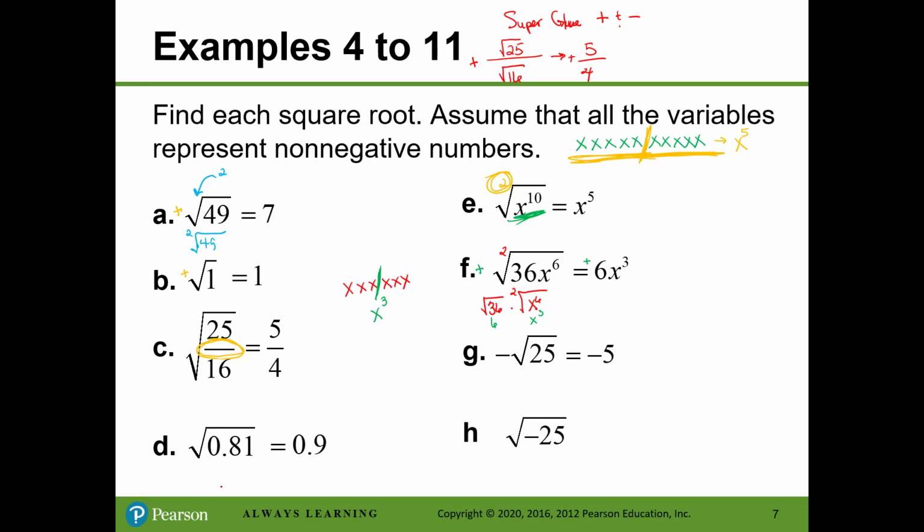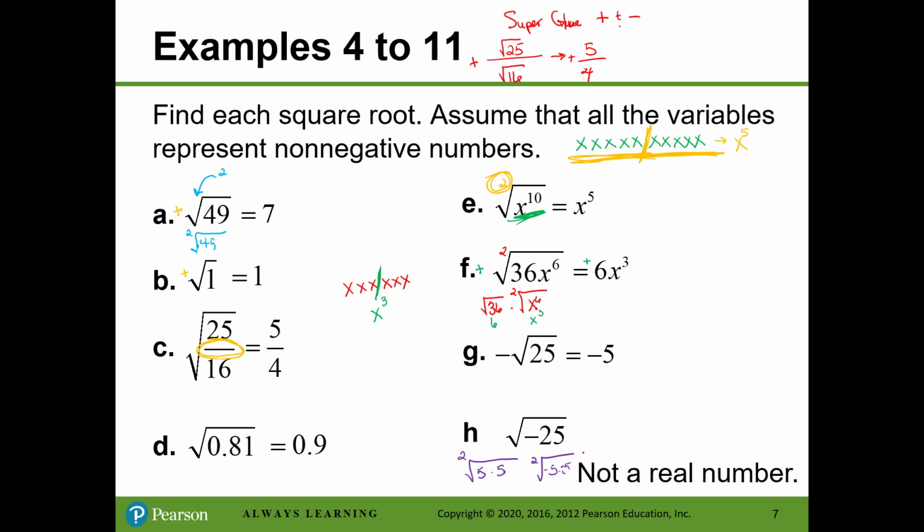Okay, we talked about that in one of these other examples. This means I need 2 of a kind. I need 2 of the exact same number that multiplies to negative 25 in this case. Does a positive 5 times a positive 5 give me a negative 25? Well, that ain't going to work. What about a negative 5 times a negative 5? Does that work? Nope.